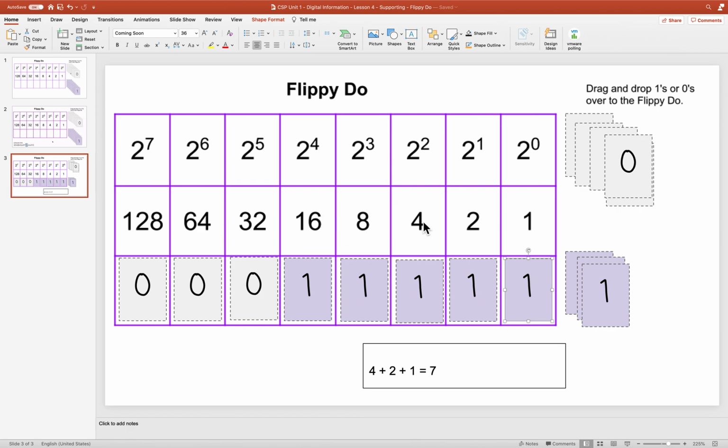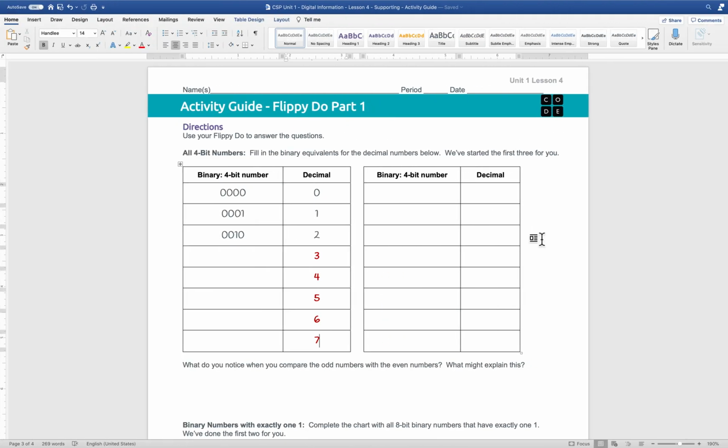Which is 8 plus 4 plus 2 plus 1. It's 8, 9, 10, 11, 12, 13, 14, 15. So 0 to 15. 7, 8, 9, 10, 11, 12, 13, 14, 15.